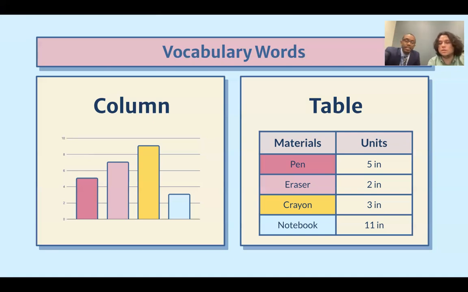And like I said, we're just going to group things. Right here on the left, we have materials. Say every material that you might use in this classroom is a pen, eraser, crayon, and a notebook. And then on the right, we have the units, and the units describe how long it is. So a table would just categorize certain items with a value. Okay, that makes sense.